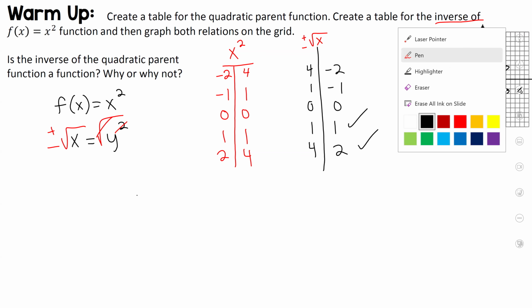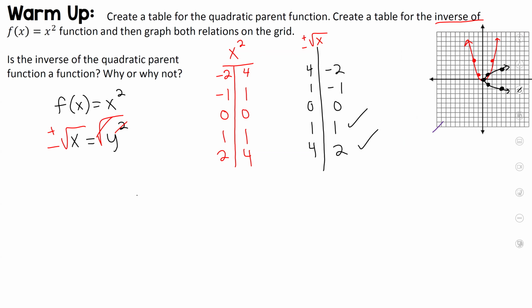Notice, guys, inverses are always a reflection across the diagonal. This point is looking in the mirror at this point. This point is looking in the mirror at this point. It's a reflection across the diagonal. Okay, so those are the inverses.